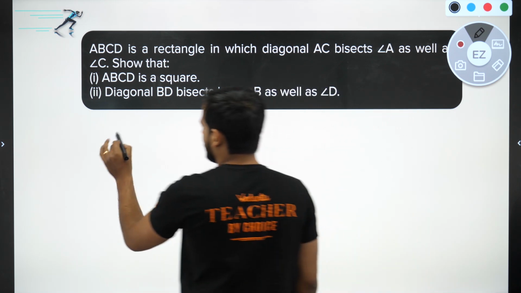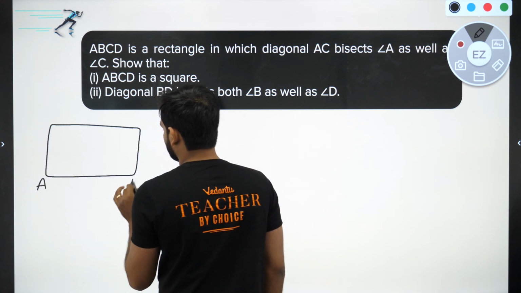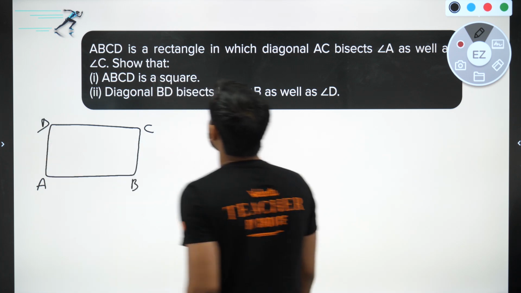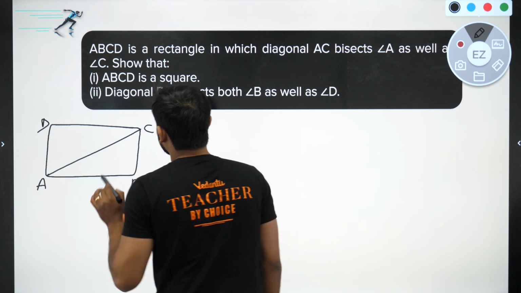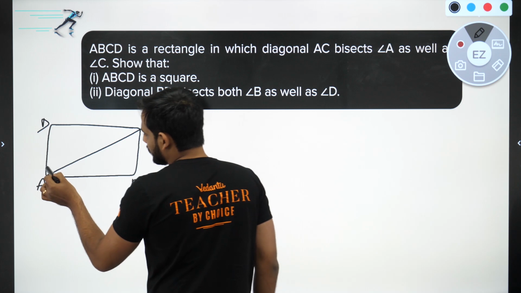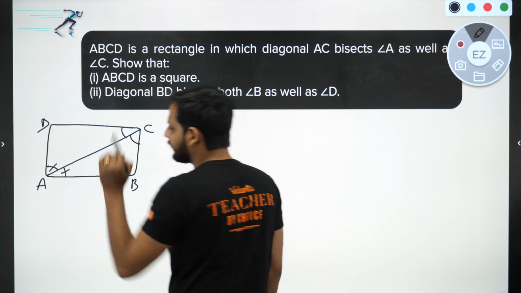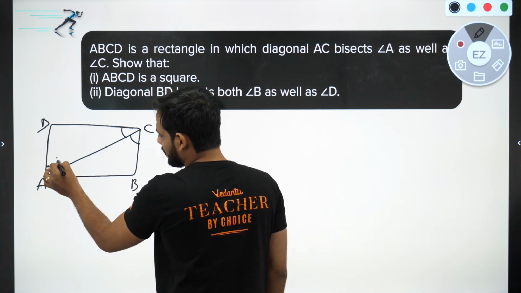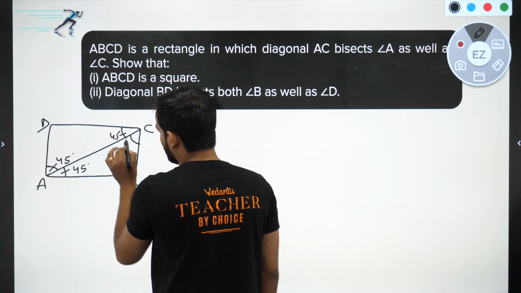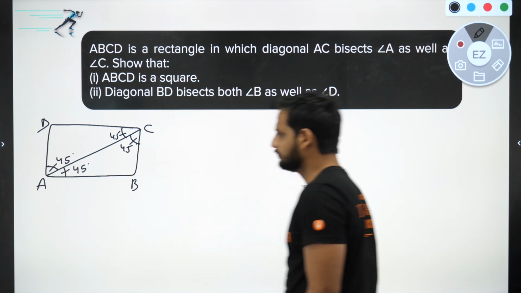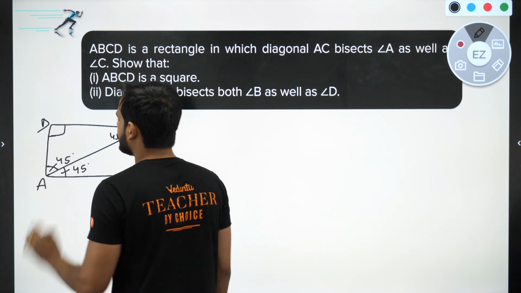So let us say ABCD is a rectangle. Okay sir, ABCD is a rectangle. Now what they are saying: diagonal AC bisects angle A as well as angle C. That means this angle is also bisected and this angle is also bisected. You know all the angles are 90 degrees. So bisection means this angle will be 45 degrees, this angle will be 45 degrees, and this angle will also be 45 degrees, and this angle will also be 45 degrees. Correct? Right?